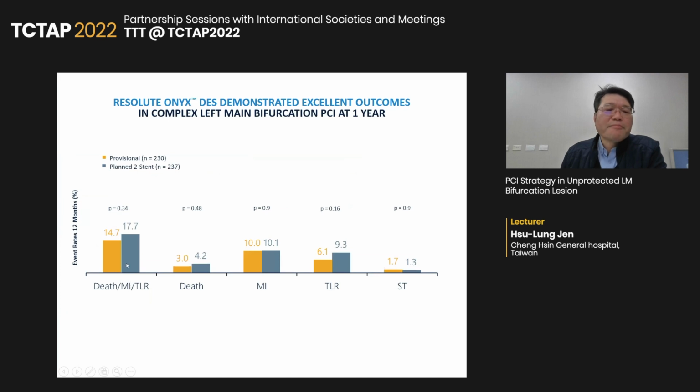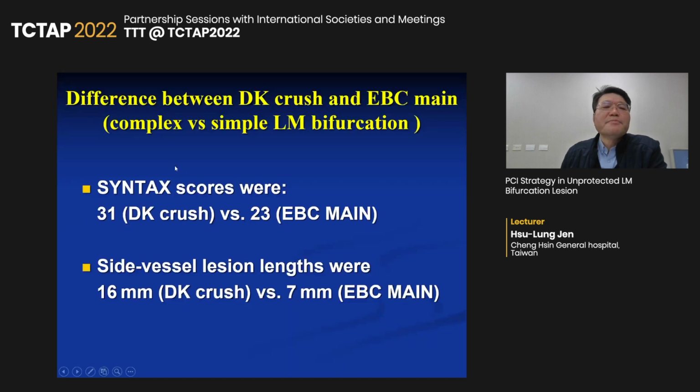If we look at the primary endpoint, including death, myocardial infarction, and target vessel revascularization, the provisional technique showed equal efficacy compared with the two-stent strategy. Also for death, myocardial infarction, target vessel revascularization, and stent thrombosis, both groups are similar. But maybe we can see the difference between the DK-CRUSH and the EBC main.